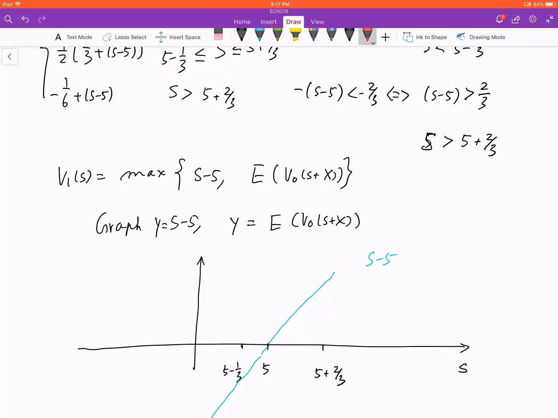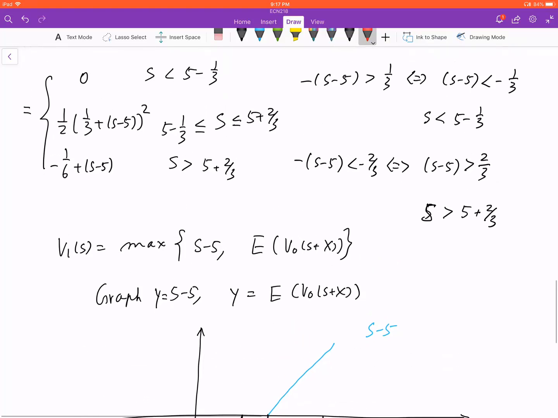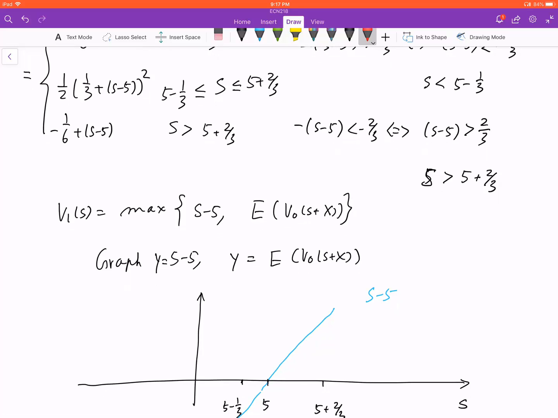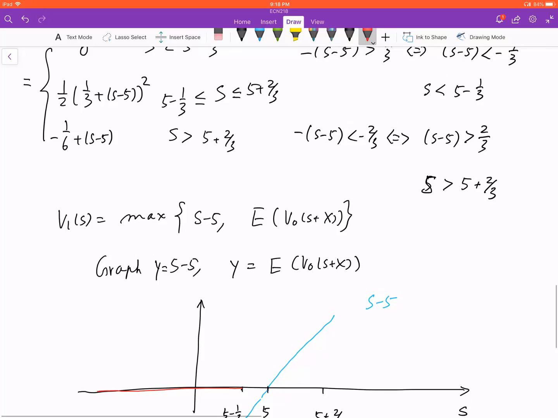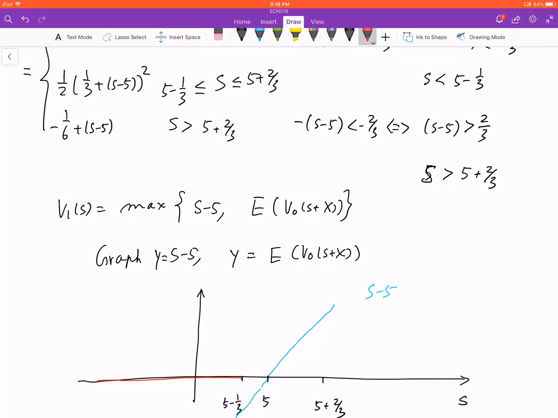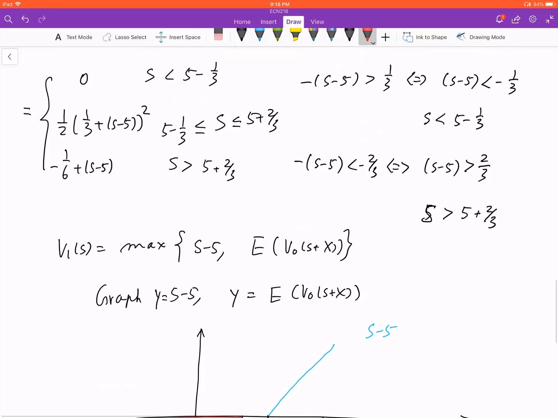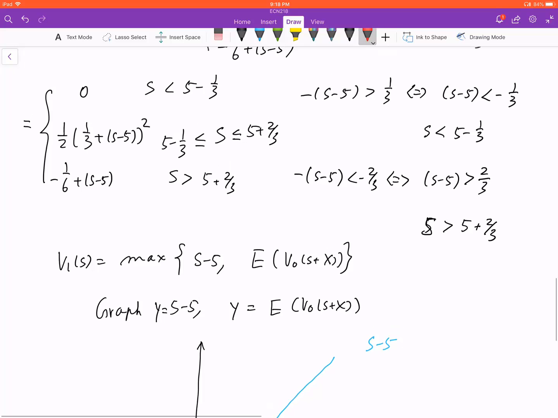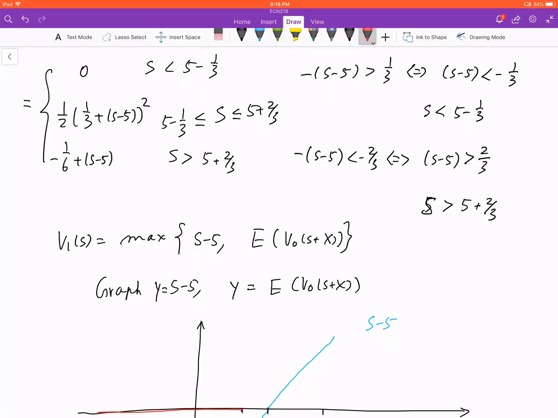We need to graph V naught. And we have 3 segments. It says if S is less than 5 minus 1/3, the value is 0. And what we need to do is just find the points at these special values over here. We have this value at 5, and 5 minus 1/3 is 0. Let's look at what's going to be the value at 5 plus 2/3.